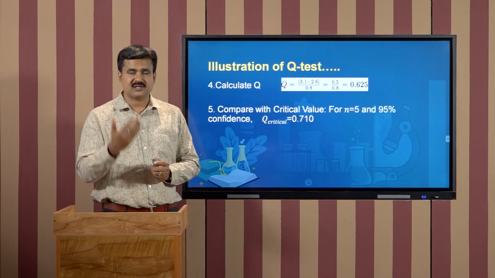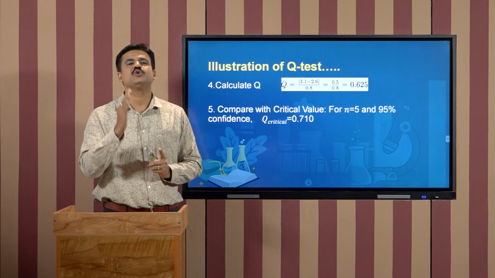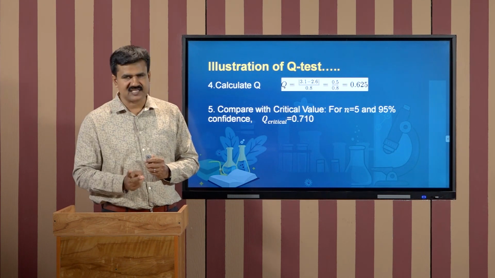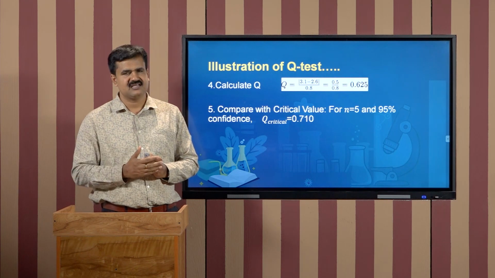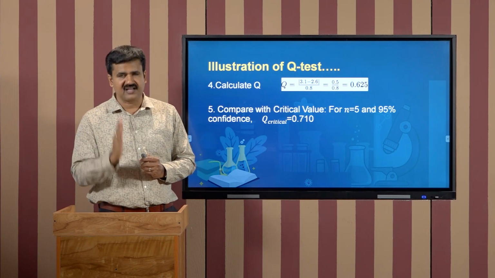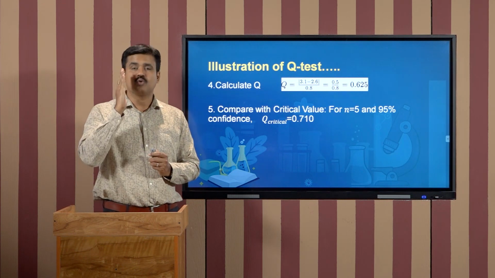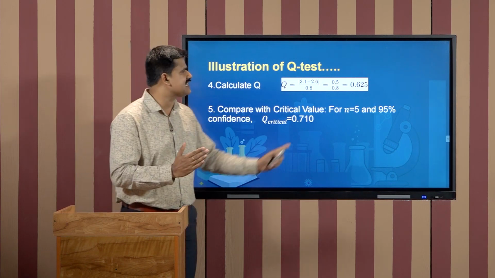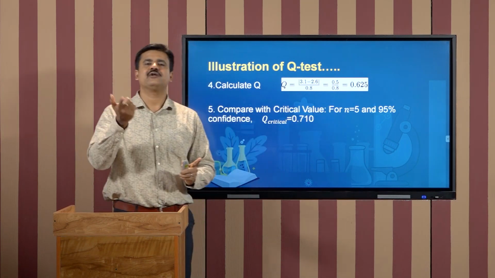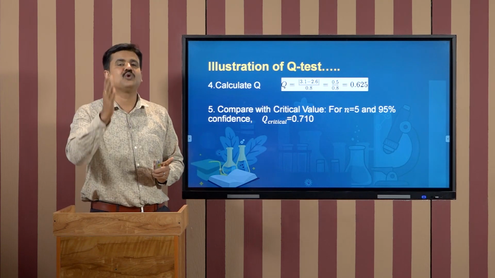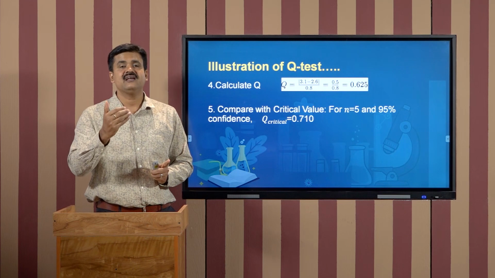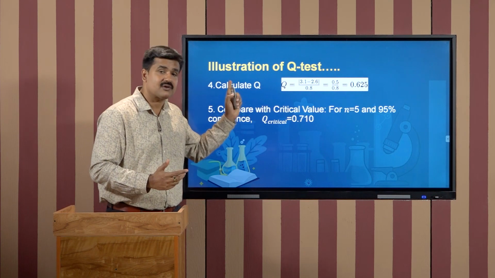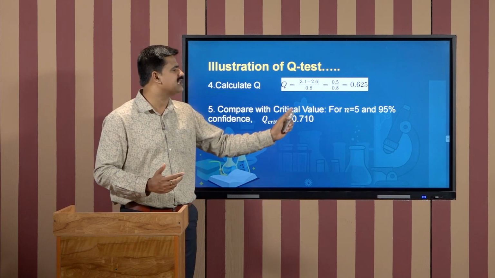Now, you have to compare the obtained Q value with the Q critical. In order to select the Q critical value, you have to fix two things. First of all, the number of measurements. The number of measurements is equal to 5, that is n is equal to 5, and the confidence level for this analysis is fixed as 95%. So, by using n is equal to 5 and confidence level as 95%, look onto the Q table and you can take a particular Q value, and that Q value is Q critical. Q critical for the present situation is equal to 0.710.